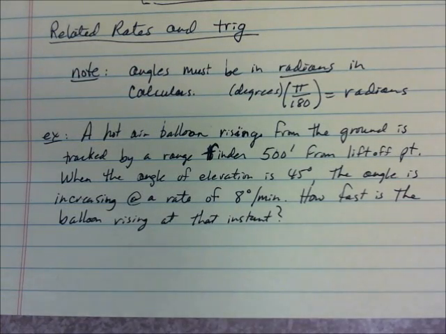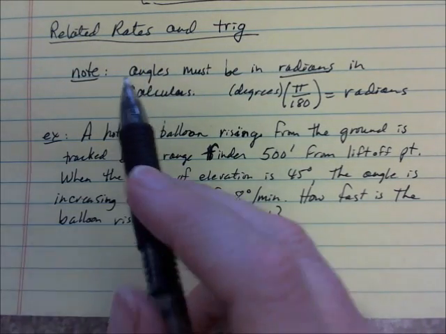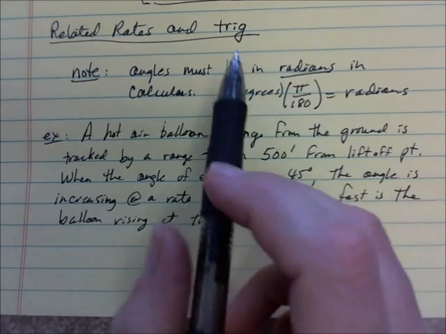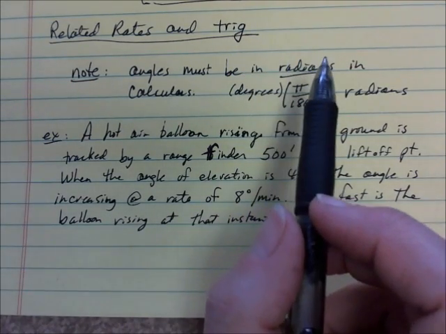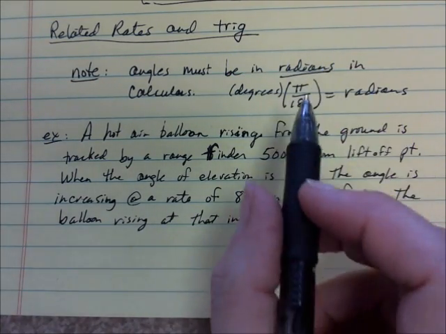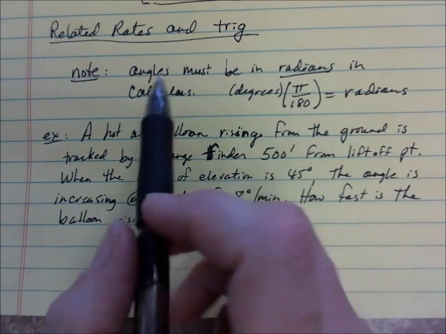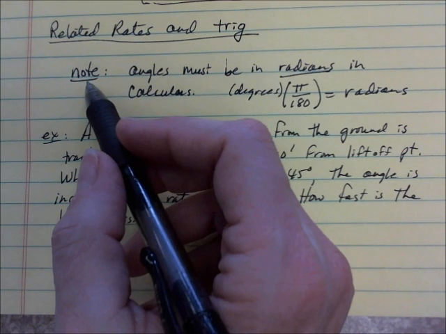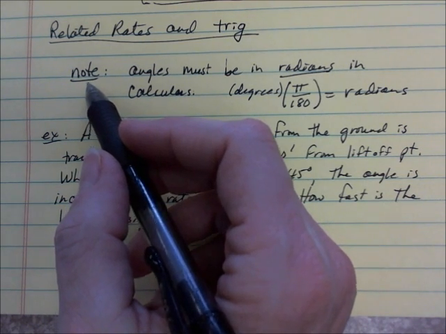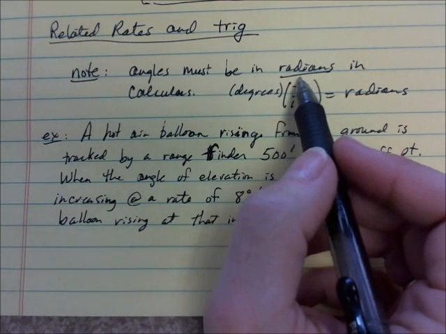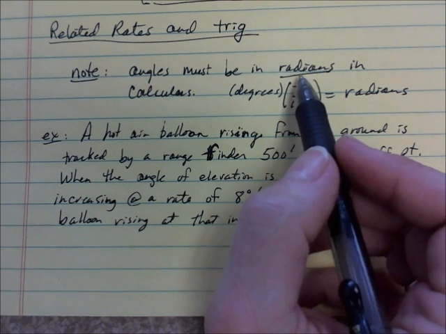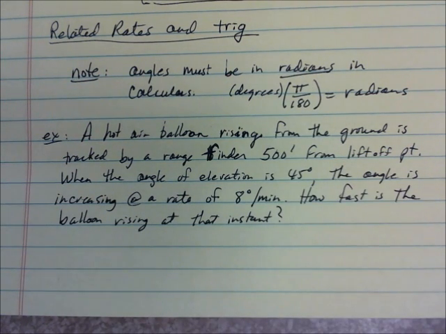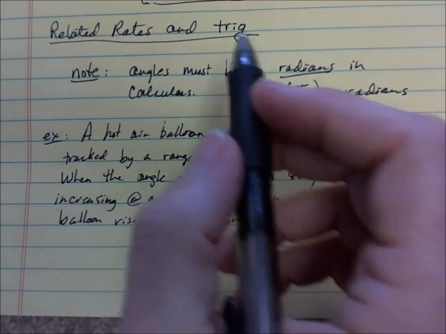Today we're going to go over some related rates problems that have trigonometry in them. It's all right triangle trig that we're going to be doing with these problems, which means SOHCAHTOA. When we do related rates problems, or whenever we do any kind of trig in calculus, the angles have to be in radians, or else the calculus, the taking derivatives, will not work correctly.